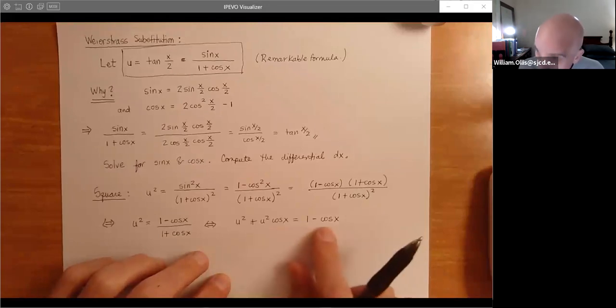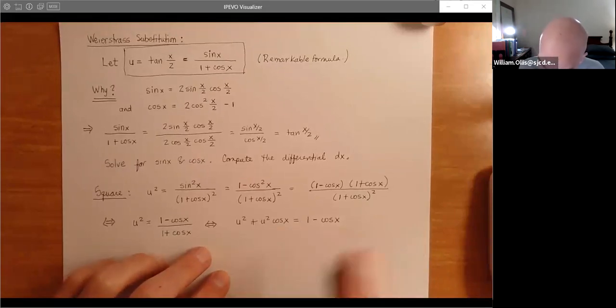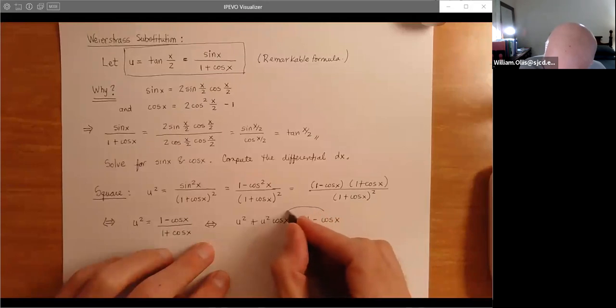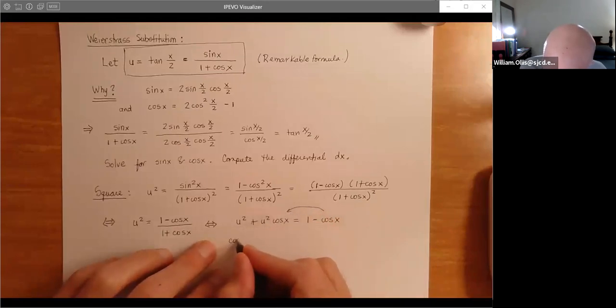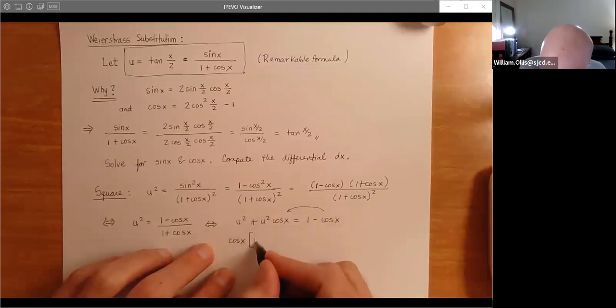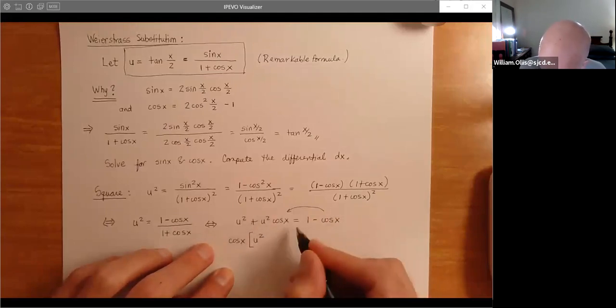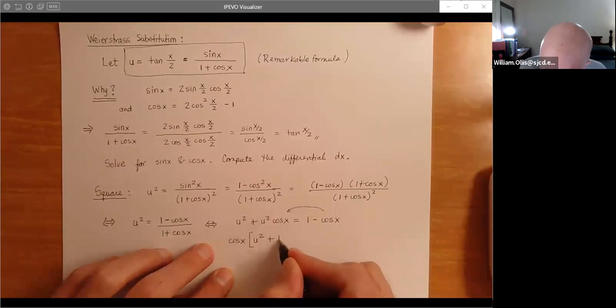So now we can isolate all of our cosines on one side. So let's just take this over. So we have cosine x. So that'll give us a u squared. And of course, if we bring this over, we'll get a positive 1.